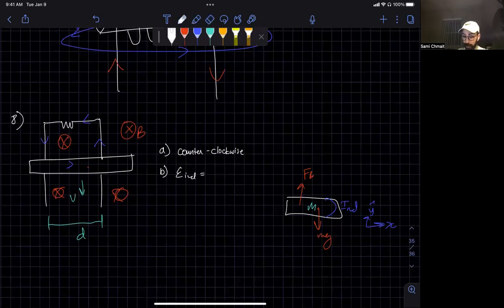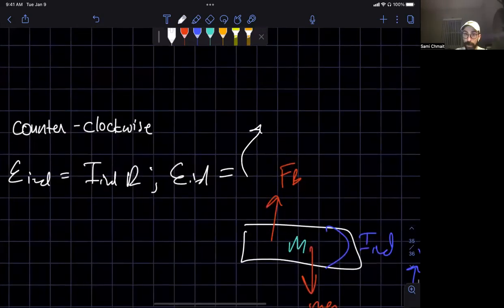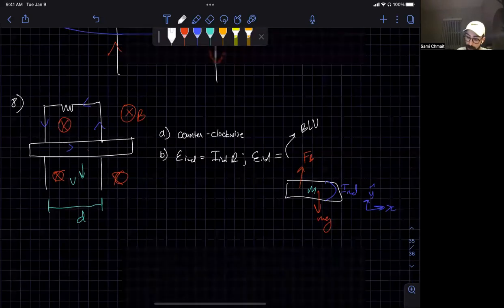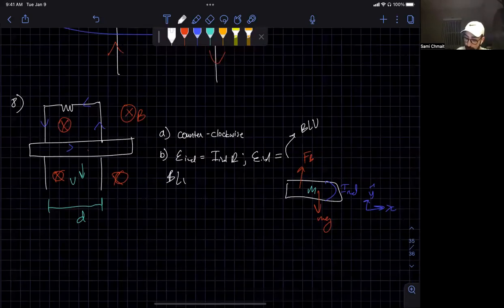E induced is equal to that I induced R, and that E induced is also equal to, I'm going to draw it up here, BLV. So now we can make a substitution. BLV is equal to I induced R. We now have an equation for I induced.